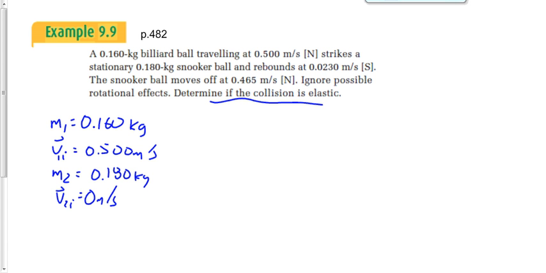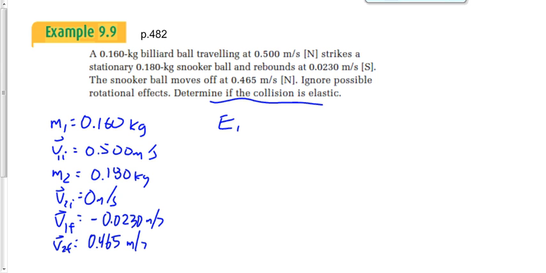The billiard ball hits the snooker ball, and the billiard ball rebounds at 0.0230 to the south. We're going to say V1F is equal to negative 0.0230 meters per second. And we're going to say V2F, the snooker ball final, is equal to positive 0.465 meters per second. We want to find EKI, and we want to find EKF.